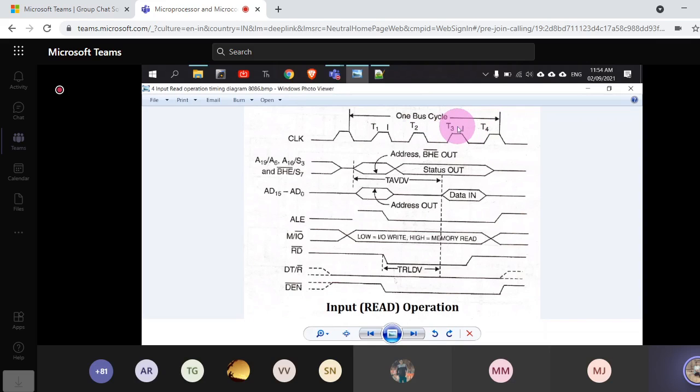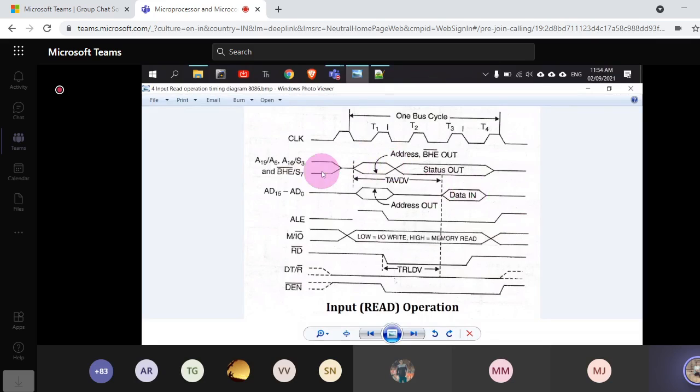You can see that in the third T state, this AD0 to AD15, the 16-bit data bus that you have, will be filled with data, and you can see here the read signal is still low. This data bus will contain the data from the external memory, and it will be loaded into this data bus. This data will be available here, and it will be given to the transceiver IC, and accordingly your microprocessor will read that data.